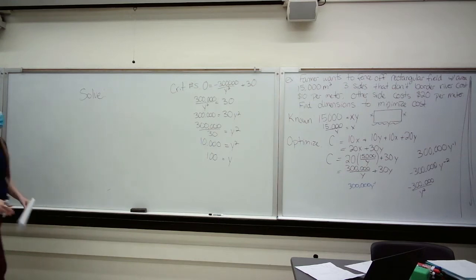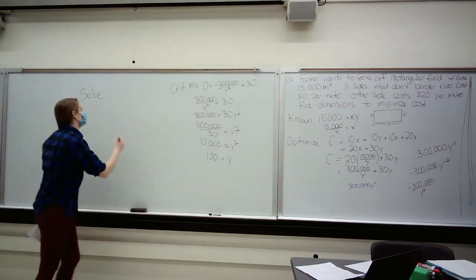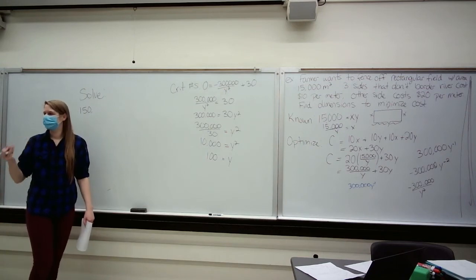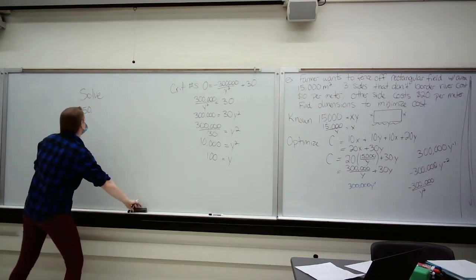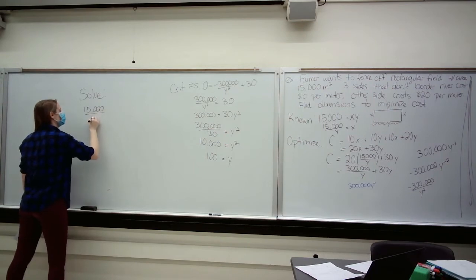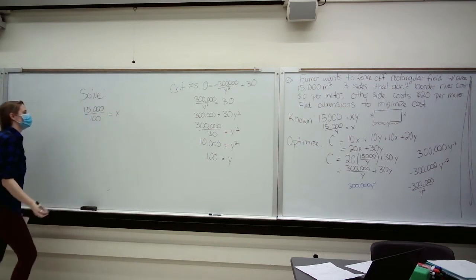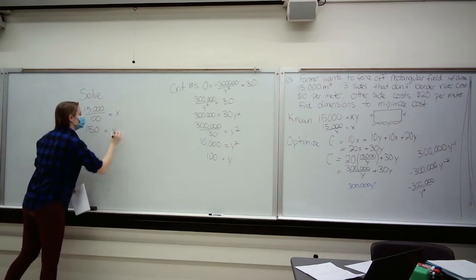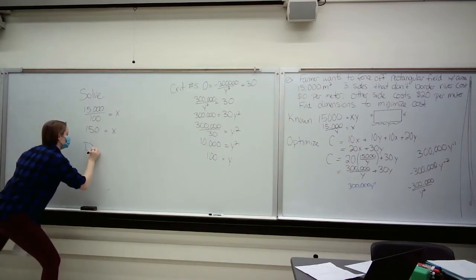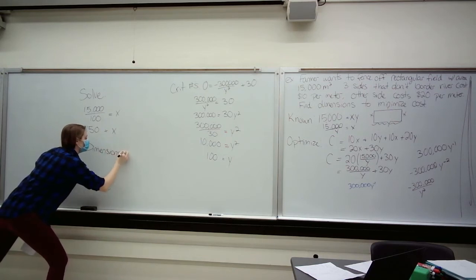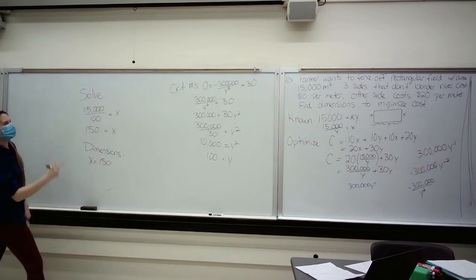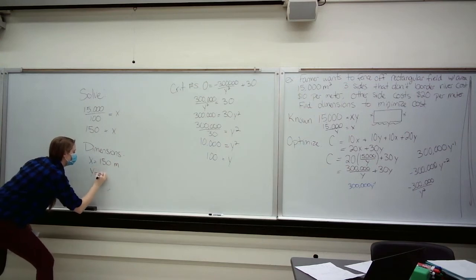Okay, so now I just need to find my other dimension. So I have 15,000 over 100 equals x. So 150 equals x. So I was asked to find the dimensions that minimize the cost, so my dimensions finally are x equals 150, I'm dealing in meters, and y equals 100.